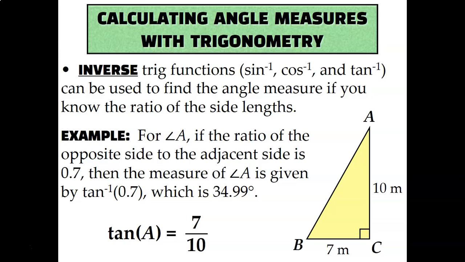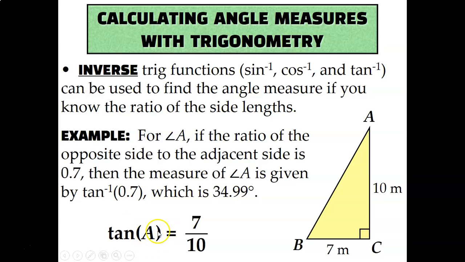Let's talk about how we can calculate an angle measure using trigonometry. In order to calculate an angle measure, we need inverse trig functions, which are each of these. And on your calculator, you can find inverse sine, inverse cosine, and inverse tangent by using the second button and then sine, cosine, and tangent. You should see each of these above each of your sine, cosine, and tangent buttons. Inverse trig functions essentially undo a normal trig function. They get rid of it.